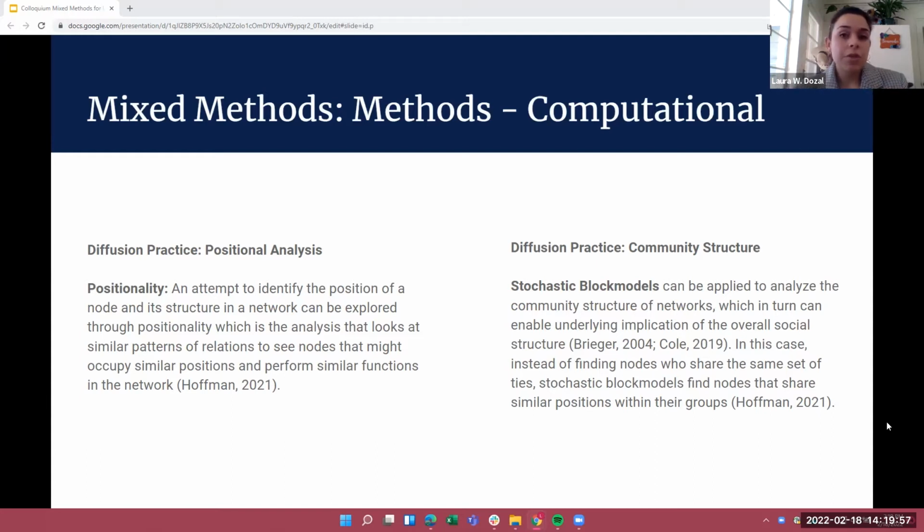And so looking at the overall community structure, stochastic block models can be applied to analyze the community structure of networks, which in turn can enable an underlying implication of the overall social structure. So in this case, instead of finding nodes that share the same set of ties, stochastic block models can find nodes that share similar positions within their groups.